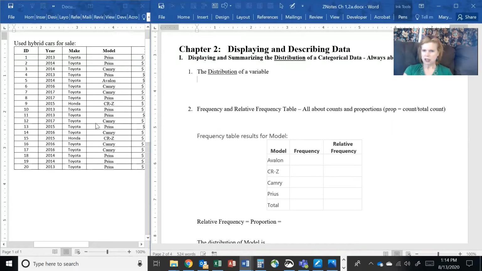So when I'm summarizing categorical variables, it's always going to be counts and proportions, which another word for those are frequencies, which means count, and relative frequency, which means proportion. So we're describing its distribution. What is the distribution of a variable? Well, the distribution of a variable are its values and how often they occur.